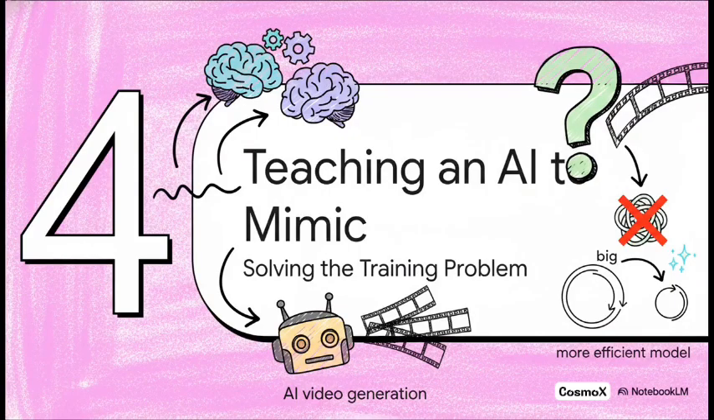Okay, so we figured out what information to keep. That's a huge step. But there's a second, much more subtle problem. How do you actually train this new, super efficient model without accidentally making it worse in the process?